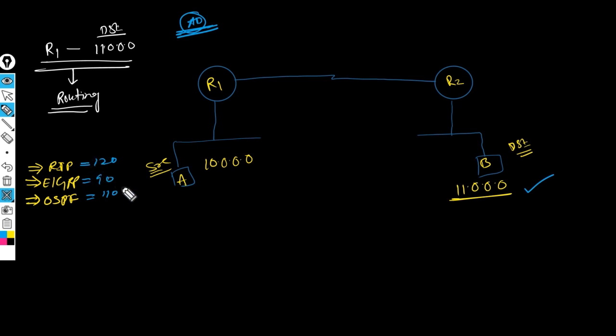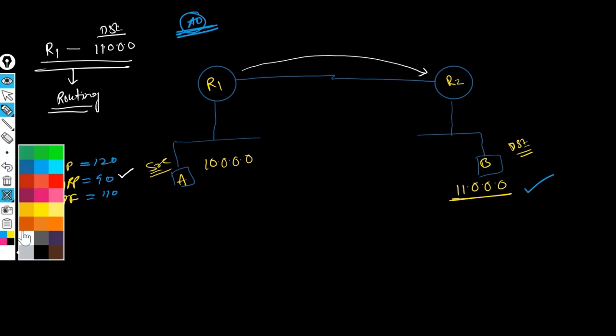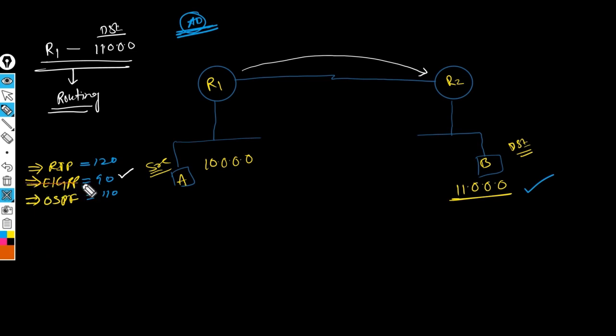So what is the lesser number? 90 means EIGRP, and this one will be used to forward your information from here to here. Say, for example, I remove the EIGRP from this list. If you remove it, the lesser number is going to be 110, so the communication will be possible by using OSPF.